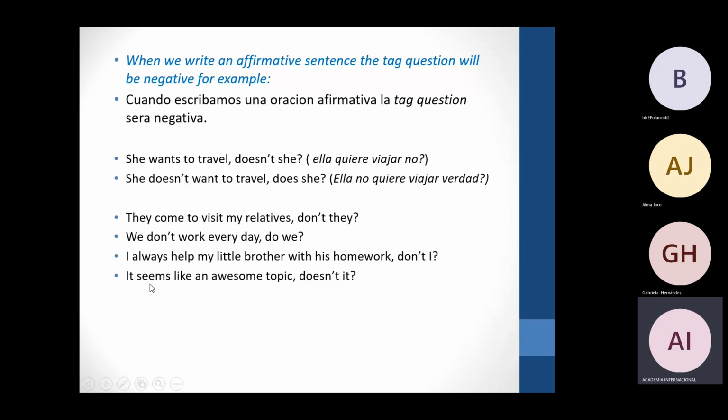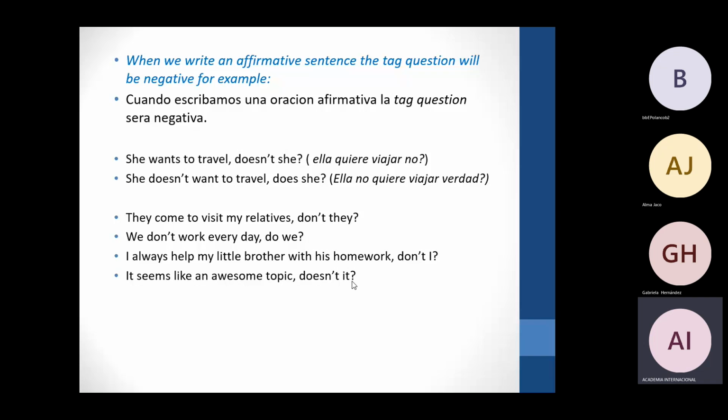And the last statement. It seems like an awesome topic, doesn't it? It seems like an awesome topic. Este parece como un tema interesante o asombroso, ¿no? Doesn't it? It seems like an awesome topic, doesn't it? Este parece un tema asombroso, ¿no? Doesn't it? ¿Por qué doesn't it? Because I'm using it. It es tercera persona, ¿verdad? And that's why I'm using doesn't, doesn't it?